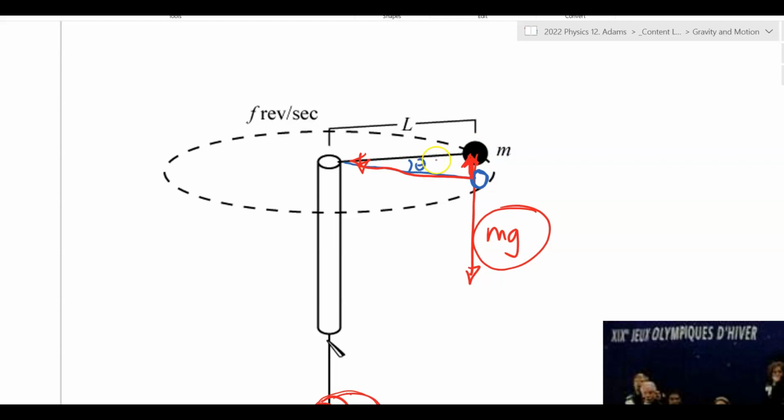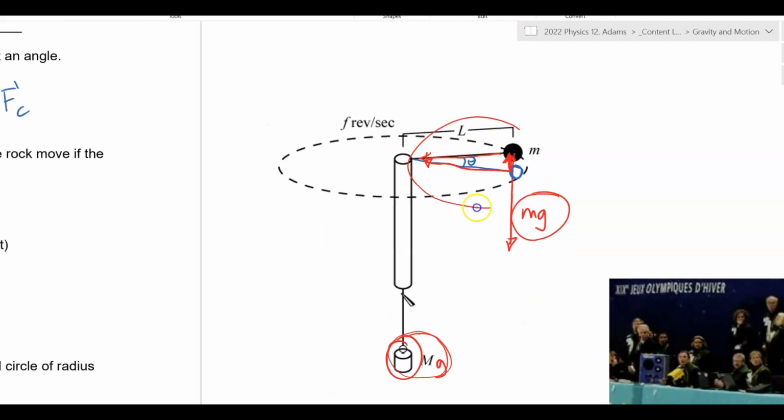You can get it really close, but the closer that angle gets to zero, then you probably have some idea that the tension in the string, as that approaches zero, the tension actually tends towards infinity, which is not realistic. We'll look more at this situation a little bit later when we look at conical pendula.